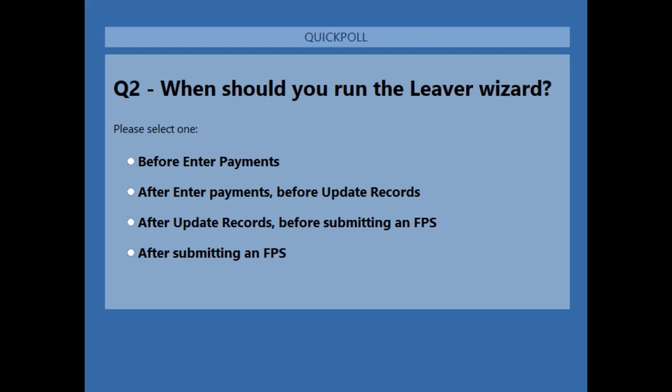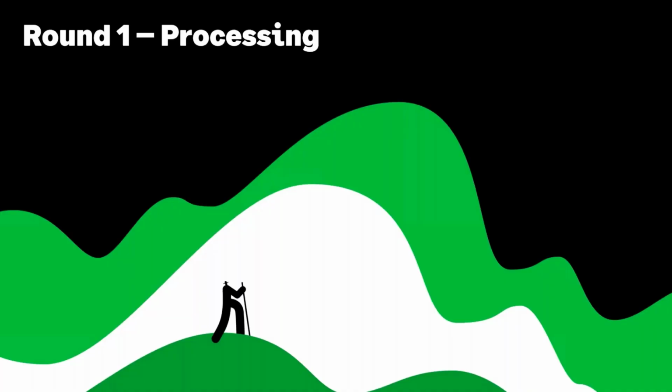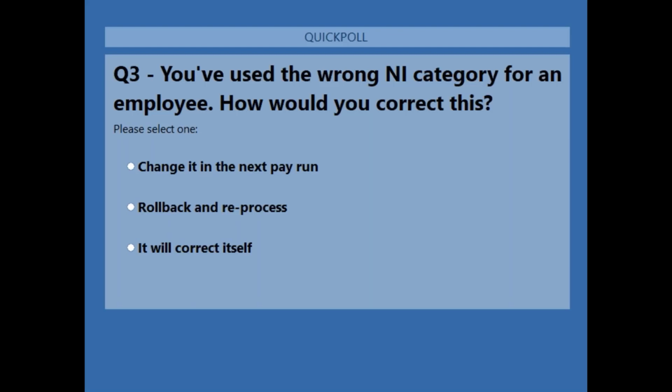Okay, so time is up for question 2. So we shall close that question. Let's move on to the penultimate question of this round, which is question 3. And we shall launch the question for you now. So this one is a bit of a scenario. You've used the wrong national insurance category for an employee. How would you go about correcting this?